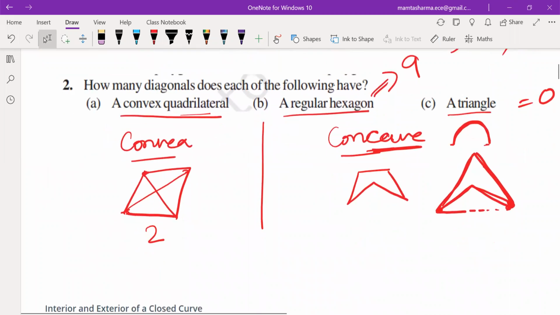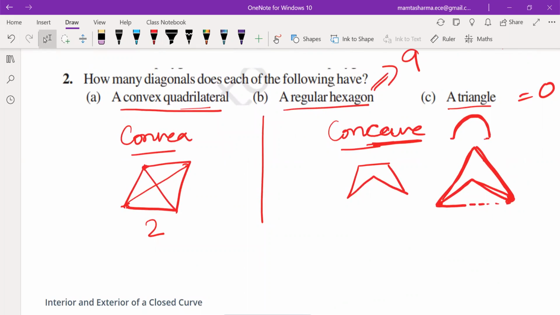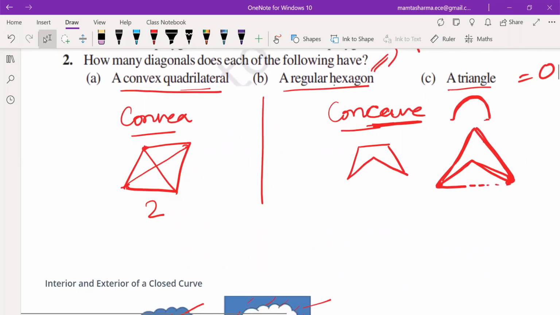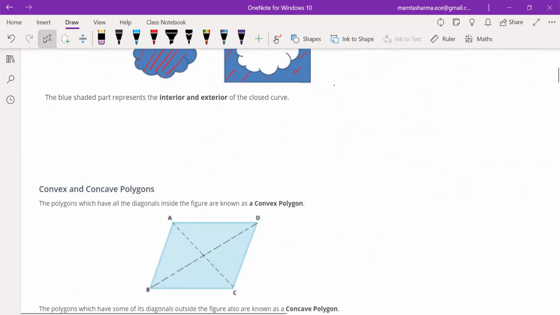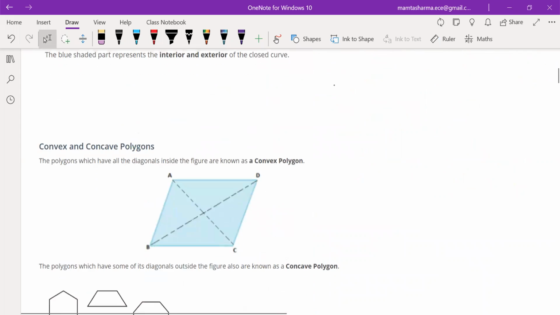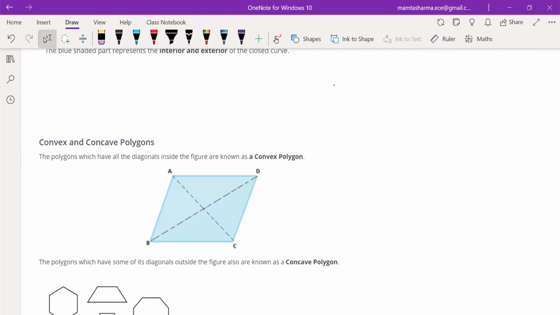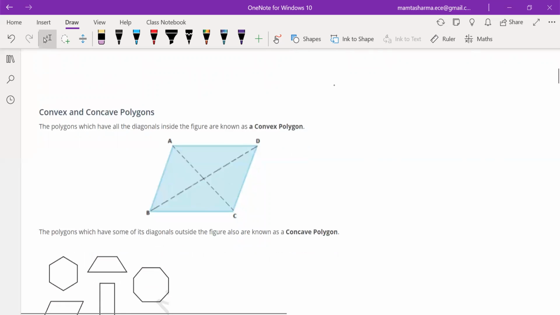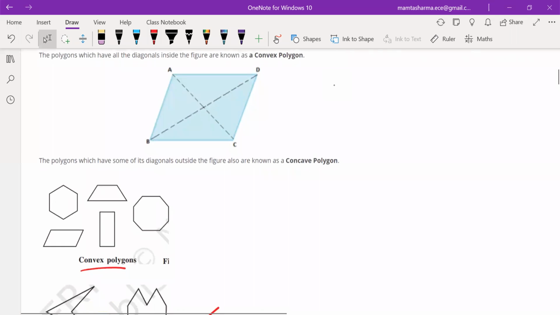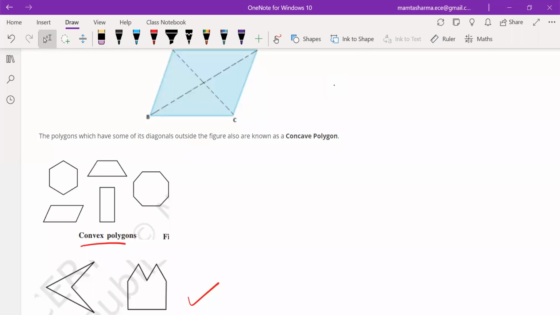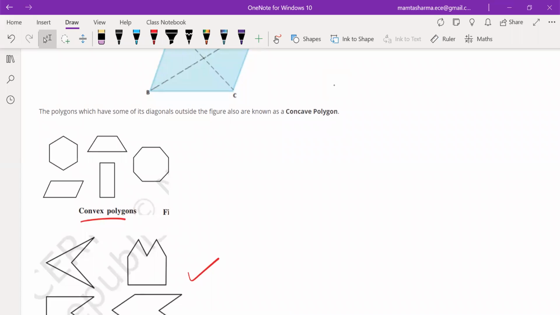And after that, I told you about convex and concave shapes. Convex shapes are those in which all the diagonals lie inside the figure. In concave polygons, the diagonal may lie inside or outside also. If there is any diagonal lying outside the figure, it means that it is a concave polygon.